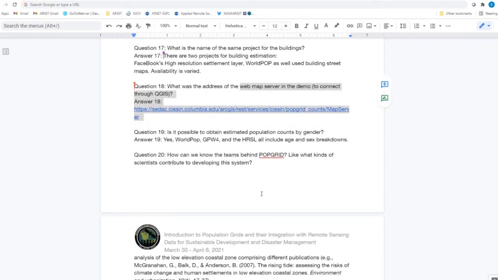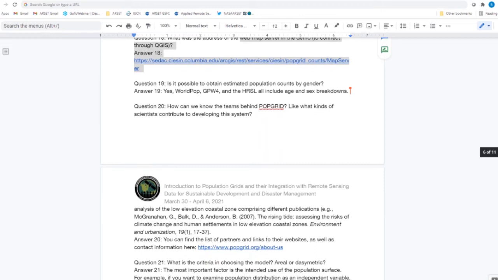Question 19, is it possible to obtain estimated population counts by gender? Yeah, there are three products that have age and sex breakdowns, typically five-year age breakdowns, and age by sex. So it's not available for all countries. It's available for most of the world in WorldPop, GPW4, and the High Resolution Settlement Layer.